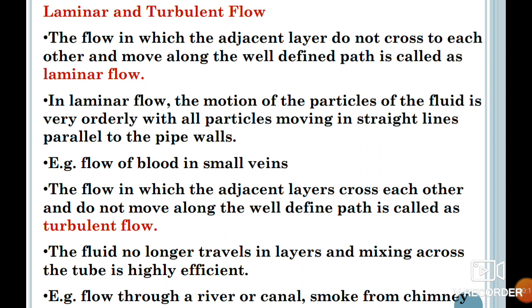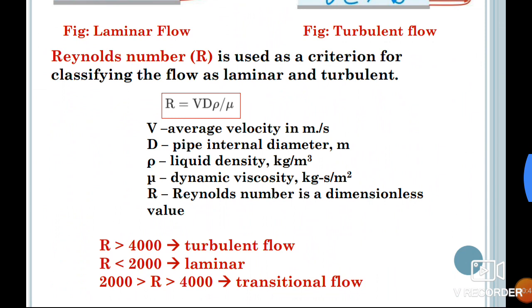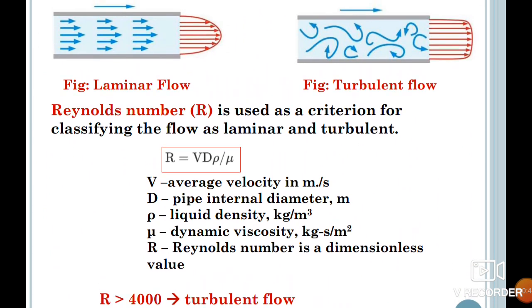So in the laminar flow, the motion of the particles of the fluid is very orderly, with all particles moving in straight lines parallel to the pipe walls, parallel to the channel. But in case of turbulent, it will not be parallel. The path of each of those layers will be changing, and they will cross each other. So that is known as turbulent flow. We can explain this laminar and turbulent flow by means of a figure. In this figure you can see, in case of laminar flow, all the layers will be passing in parallel lines and will not cross each other.